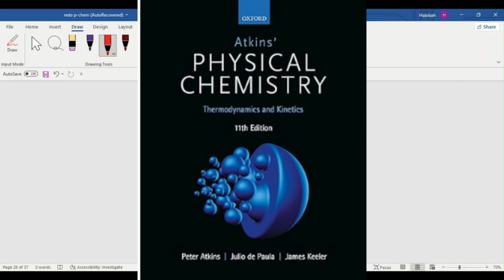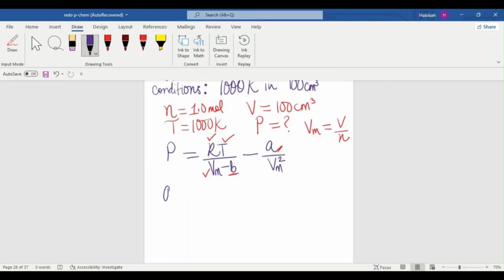So the van der Waals parameter A is equal to 5.507 atmosphere dm raised to the power of 6 per mole squared, and then the value for B is simply 6.51 times 10 to the power of negative 2 dm cube per mole. So yeah, that's it. Now we have A, thank God, and we also have B.